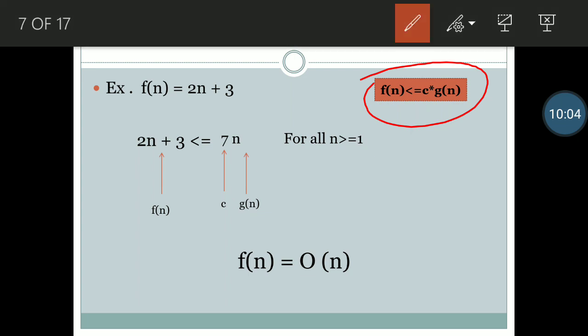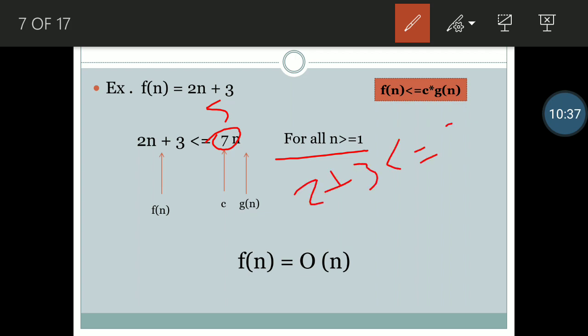Now, your question will be, can we put only 7 here? So, no, we can put any number here, as long as it generates a true result for this statement. For example, if we put 5 in place of 7 here, let's check for n equal to 1. For n equal to 1, 2 plus 3 less than or equal to 5. So 5 less than or equal to 5, it is true. So we can write here 5 in place of 7 also.